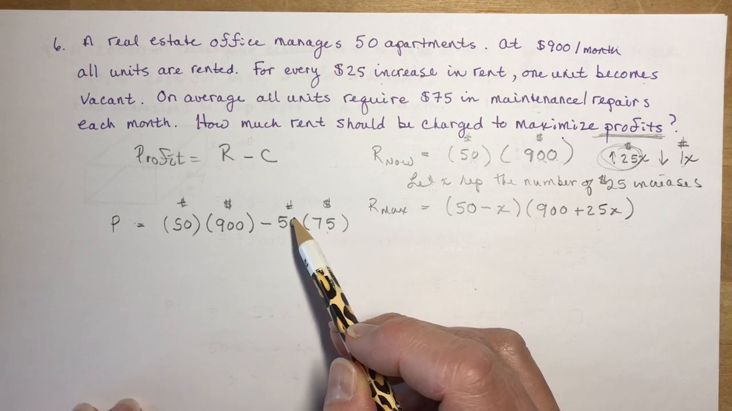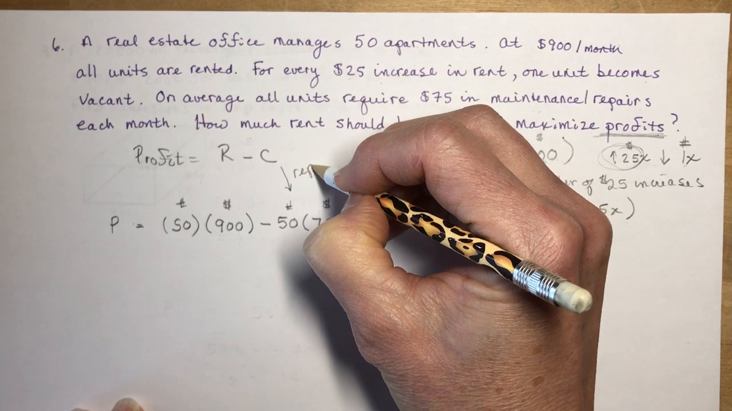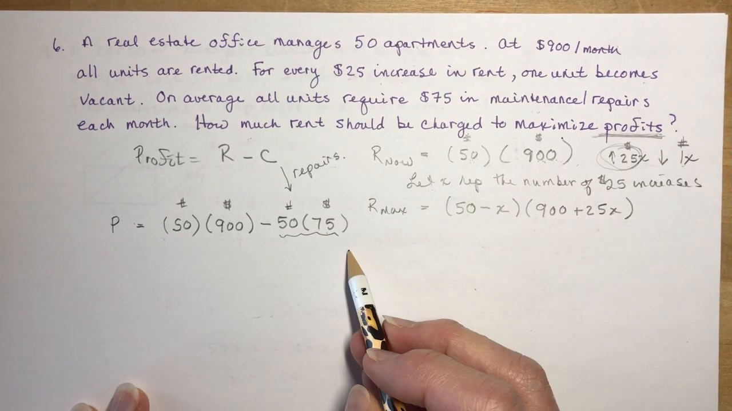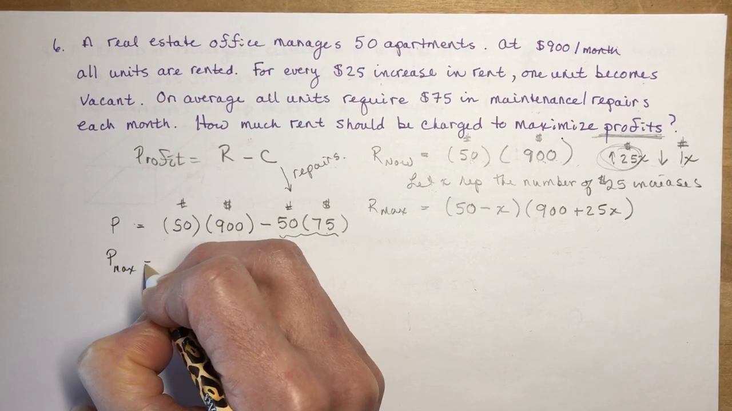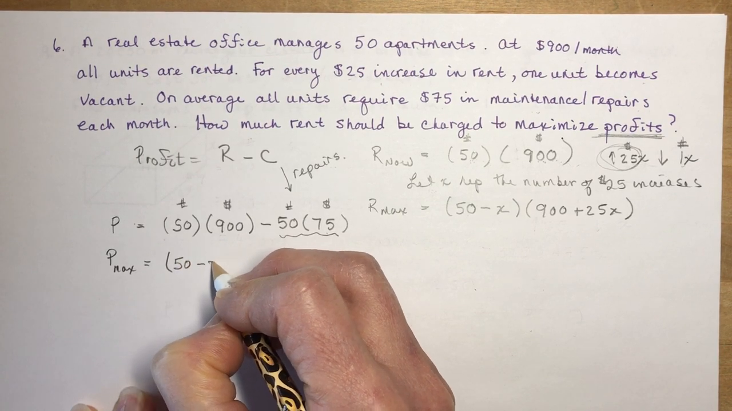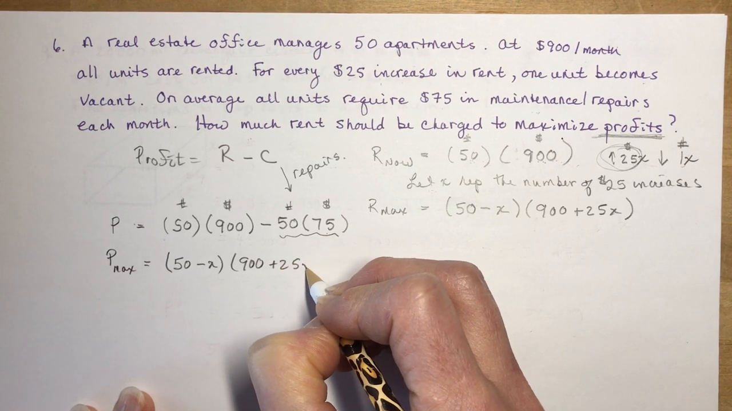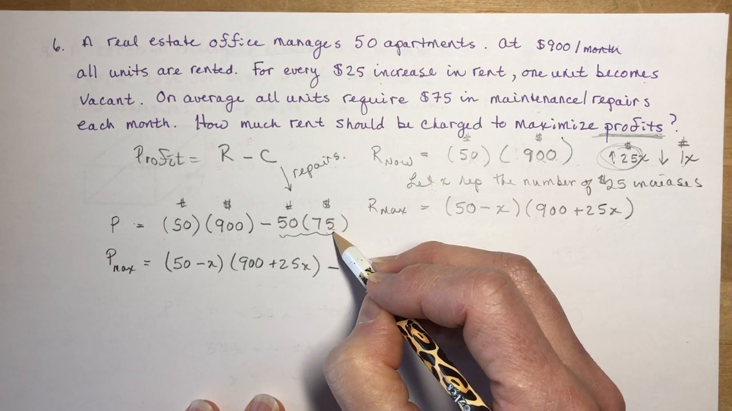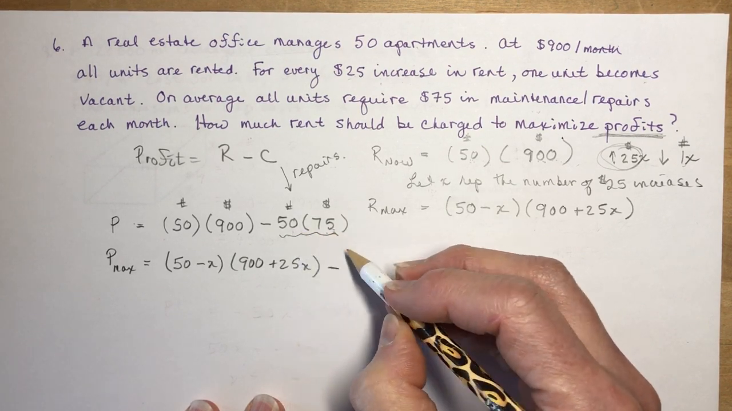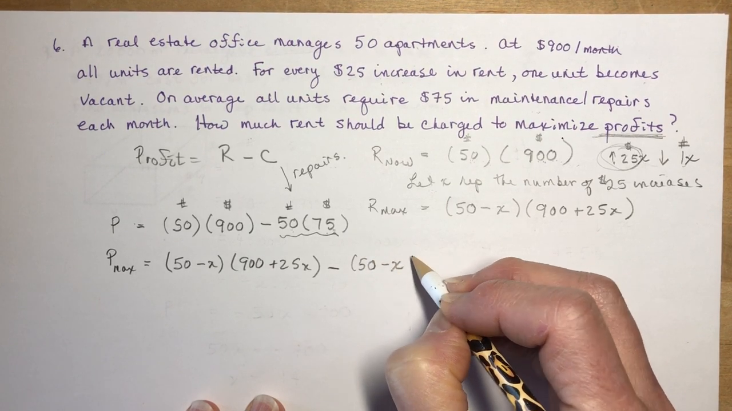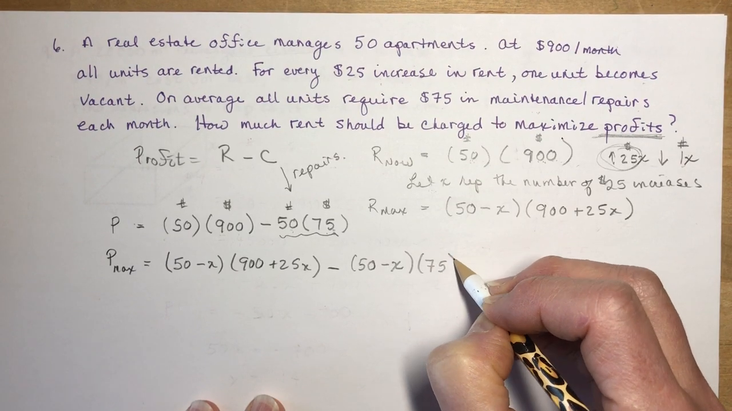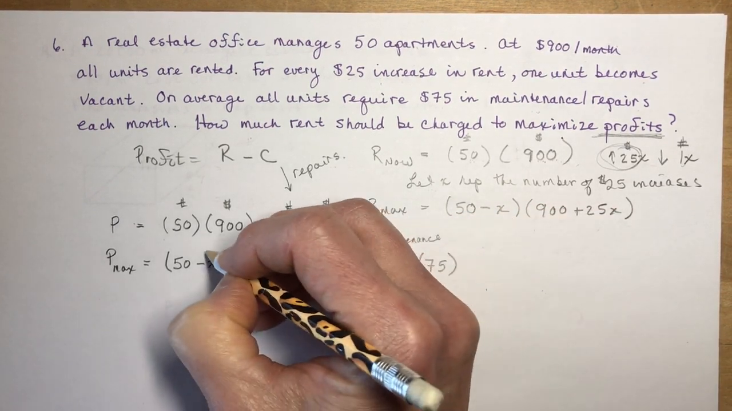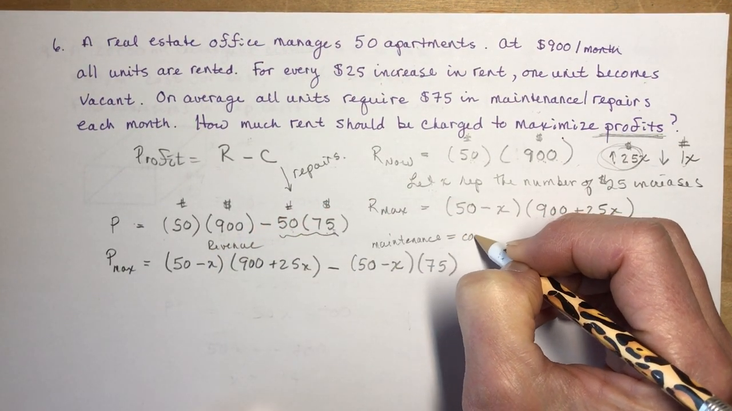So this is numbers, this is dollars, this is numbers, this is dollars. So these are my repairs. My profit, my repairs are my cost, right? So this part is repairs, this part is revenue, which we did over here. If I want to maximize, so I'm going to say profit maximized, I have to change this to be 50 minus X times 900 plus 25X. And then I'm subtracting, what's changing here is not the amount here, right? This $75 isn't changing, but this is going to change. The number of units I go down by, so if I don't rent any apartments, I don't have to do any repairs. So this is my maintenance, and this is my revenue over here. And the maintenance is equal to my cost.